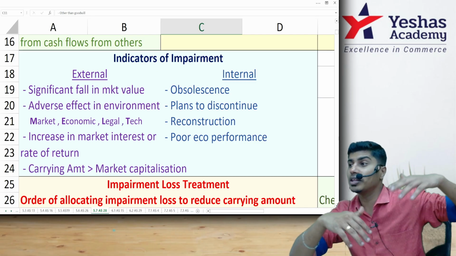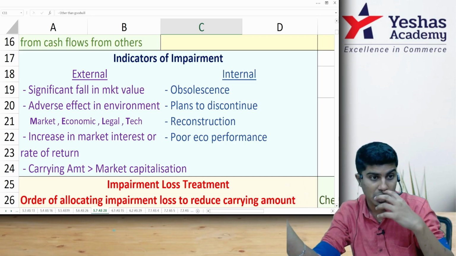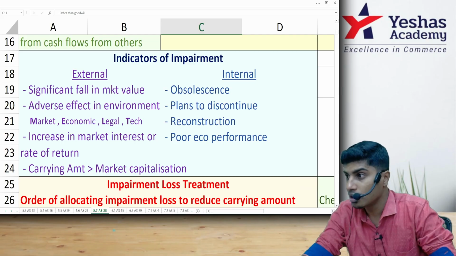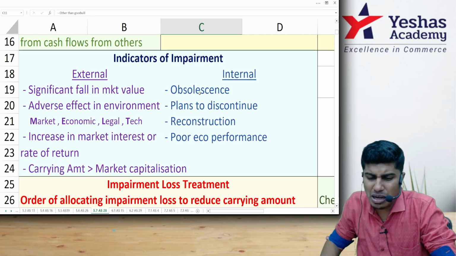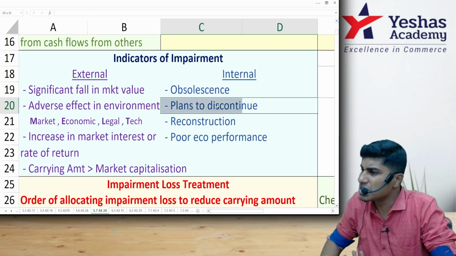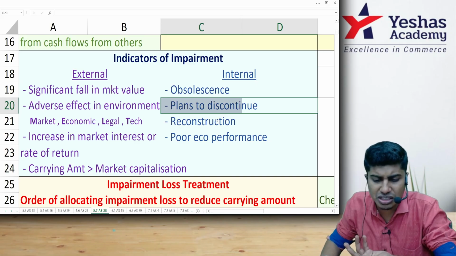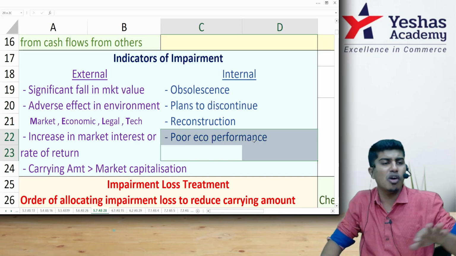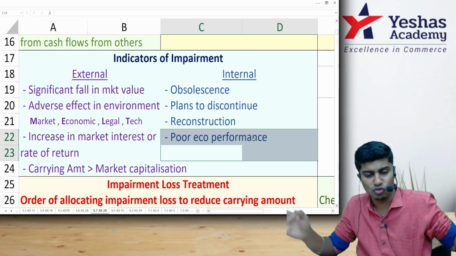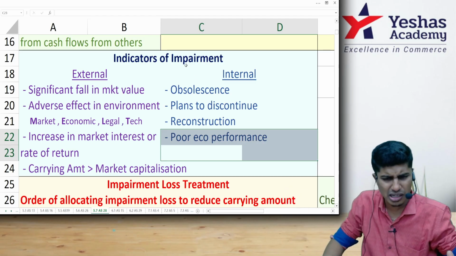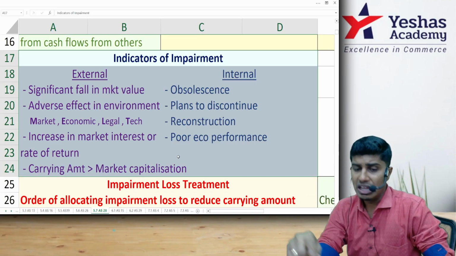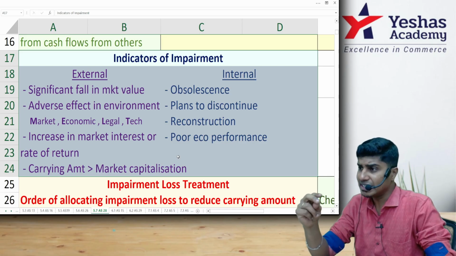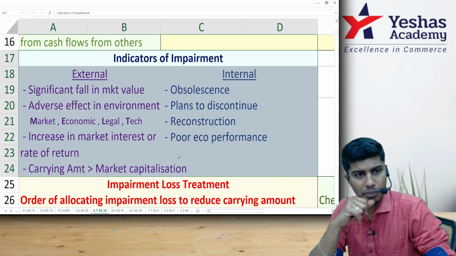Interest rates have been moved by the government in such a way that it will no longer be beneficial to do this business, or people's choices have changed, material has become obsolete, you are planning to discontinue, you are going for a reconstruction, or the asset has started performing poorly though it has a longer useful life. All of these are the indicators. We will not do impairment otherwise. If any of these indicators triggers, that's when we do impairment.